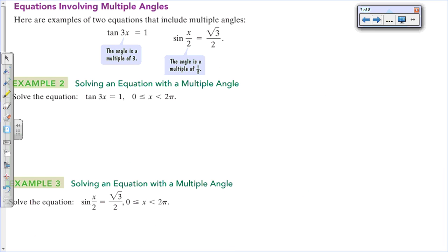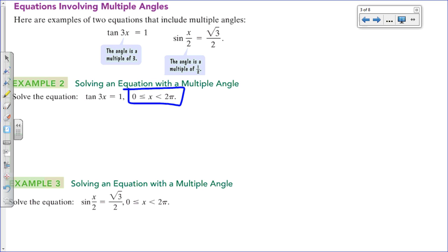And so here, okay. So now for example 2, we don't need to find all solutions. Now we're just going to find the solutions that are between 0 and 2 pi. Okay? So we will not use that 2n pi at the end to imply infinity.